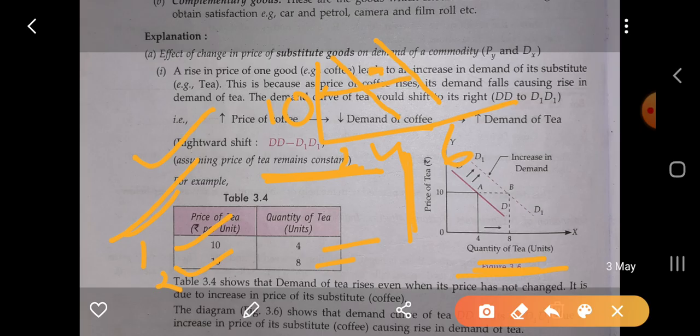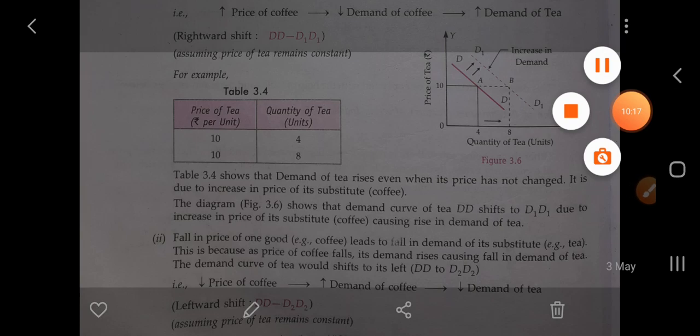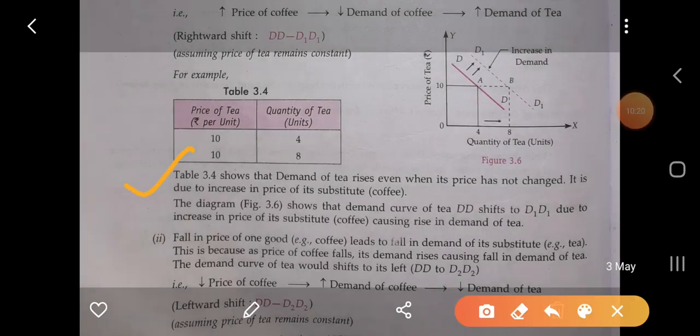Okay, it is called the effect of change in the price of substitute goods on the demand of a commodity. When the price of the other good, the coffee, is changed, what will be the impact on the demand for tea? In that condition, the curve will shift from D to D1. Okay, D to D1, that is the situation. Table 3.4 shows that the demand for tea rises even though its price has not changed.